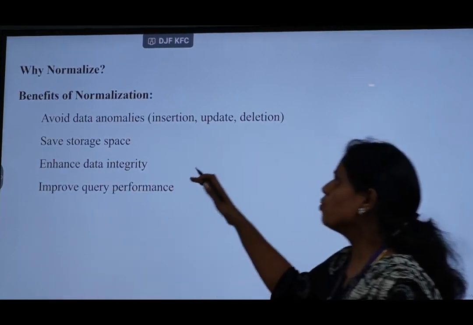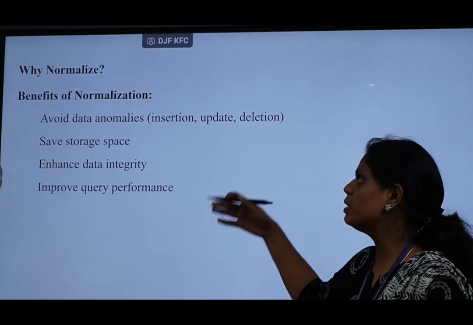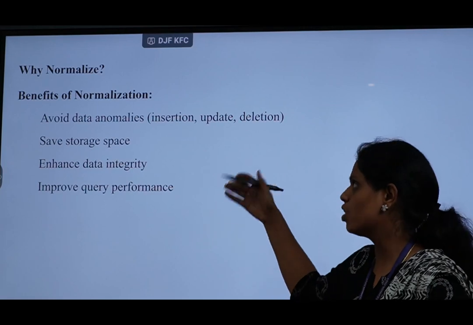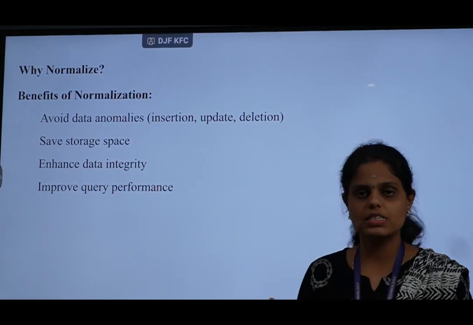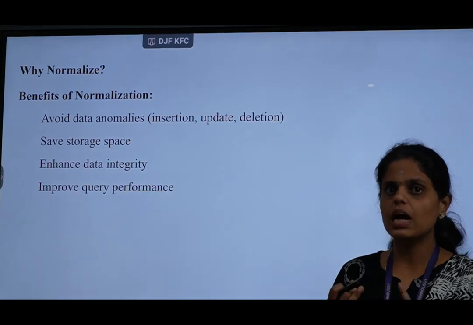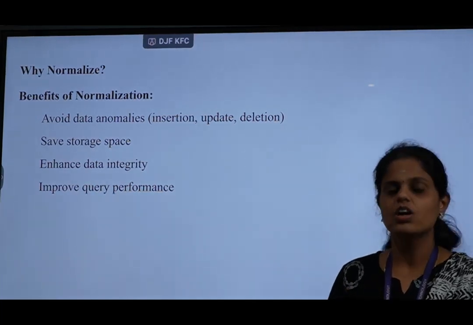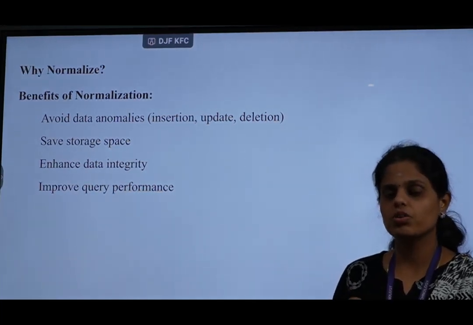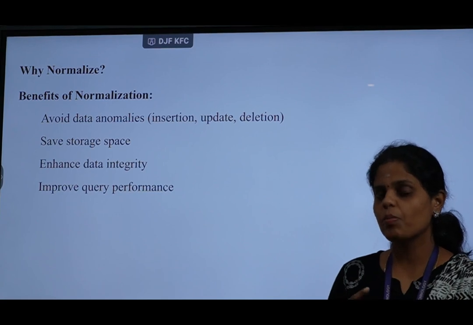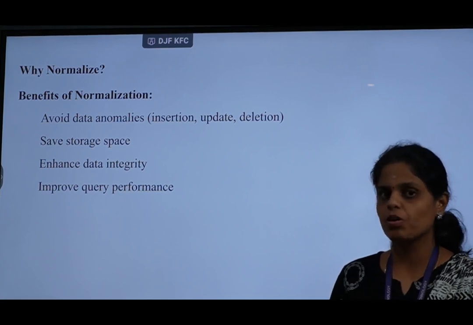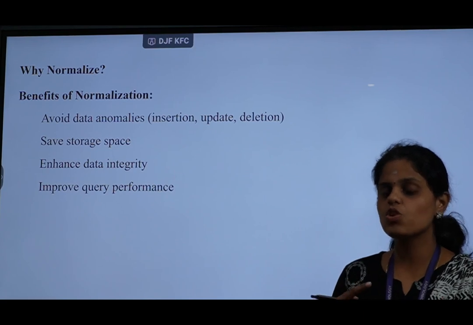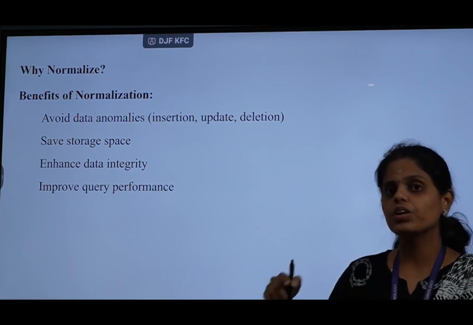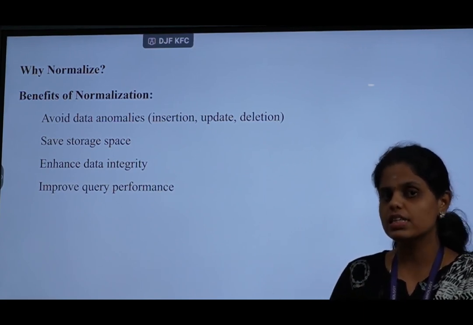And next is why normalize. As I told, what are the benefits of normalization? It avoids data anomalies. What are the different anomalies? You have the insertion anomaly, updation anomaly and the deletion anomaly. The insertion anomaly: when we are able to insert the data properly inside a relation, that is not a problem. But if there is missing data, for example a missing key where we wanted to enter the data, that is called an insertion anomaly.